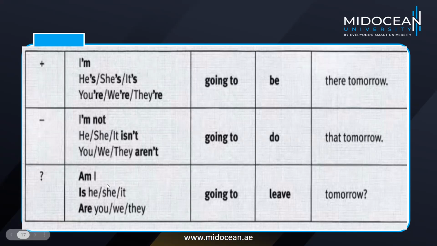Questions? Am I, okay, am, is, or are plus the subject plus going to plus the verb in the infinitive. Am I going to leave tomorrow? Is he going to leave tomorrow? Are they going to leave tomorrow? Okay.